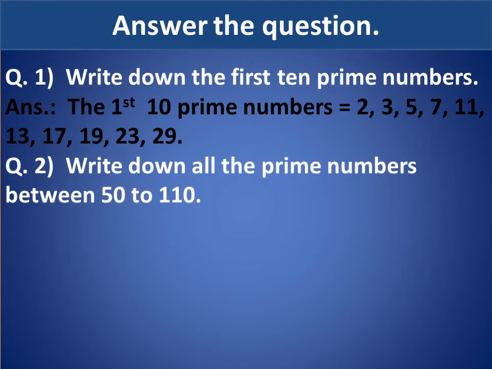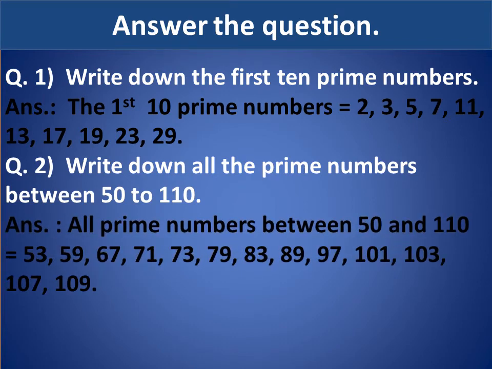Question number 2. Write down all the prime numbers between 50 and 110. And the answer is: all prime numbers between 50 and 110 are 53, 59, 67, 71, 73, 79, 83, 89, 97, 101, 103, 107 and 109.